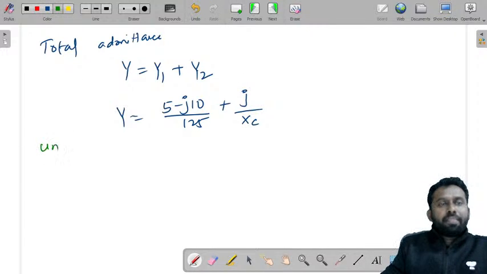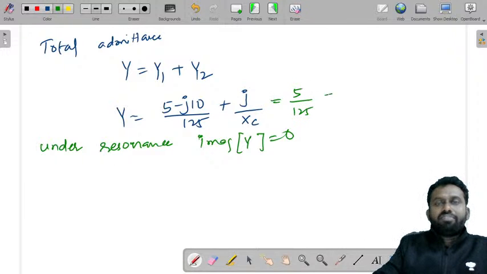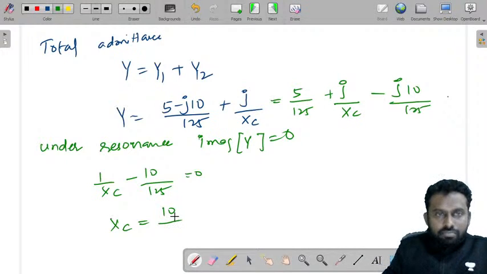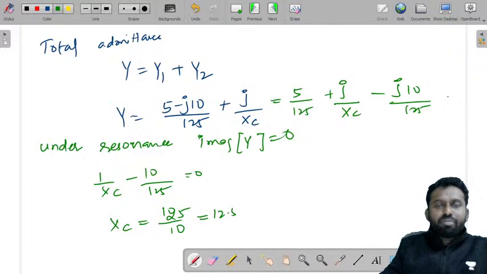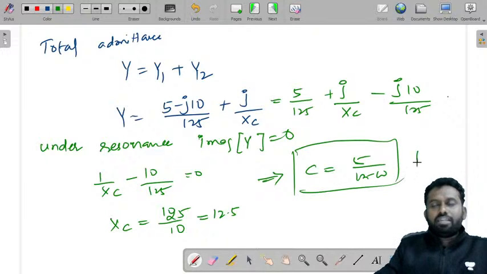We know that under resonance, the imaginary part of Y is equal to 0. So separate that imaginary part. So you write 5 by 125 plus J by XC minus J10 by 125. By 10, or 12.5, will give you C is equal to 5 by 125 omega. So this is the required value.